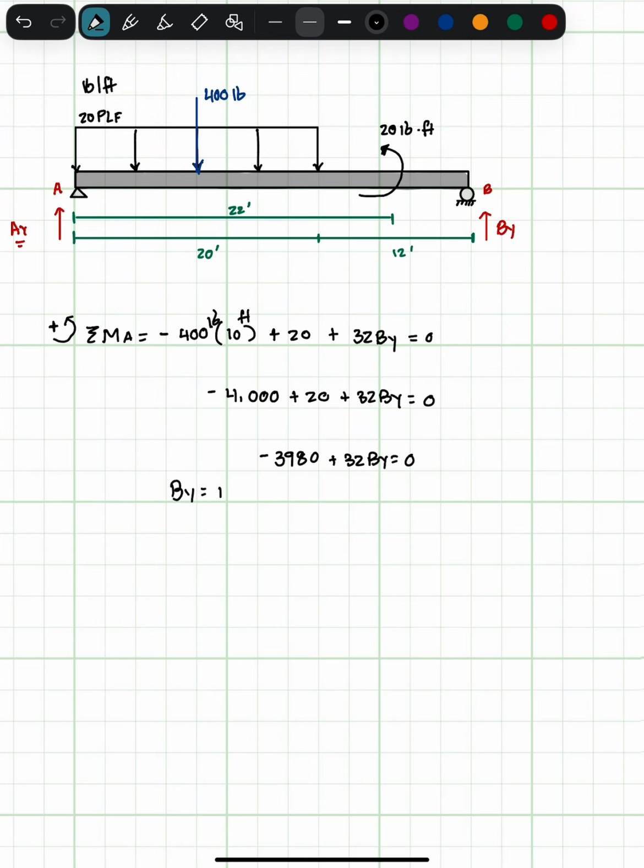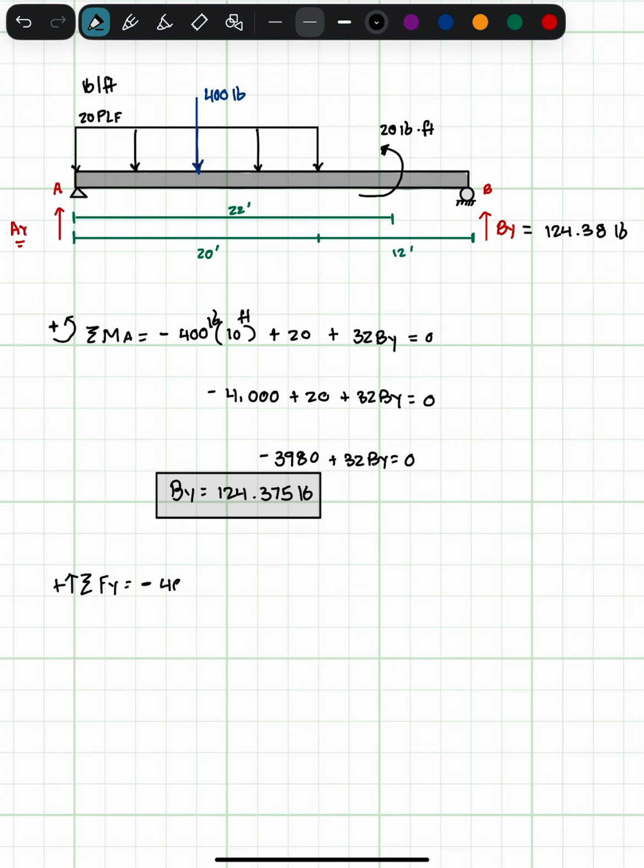equal 124.375 pounds, right? So 124 plus 3, let's call it 38 pounds. Okay, so let's sum the forces in the y.